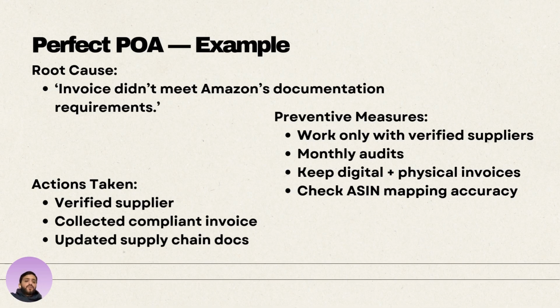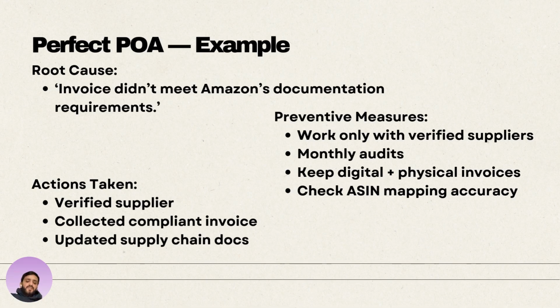Then, so this will not happen again, you started working only with verified suppliers, you started doing monthly orders, you started keeping copies of all the invoices, and you started checking ASIN mapping accuracy.